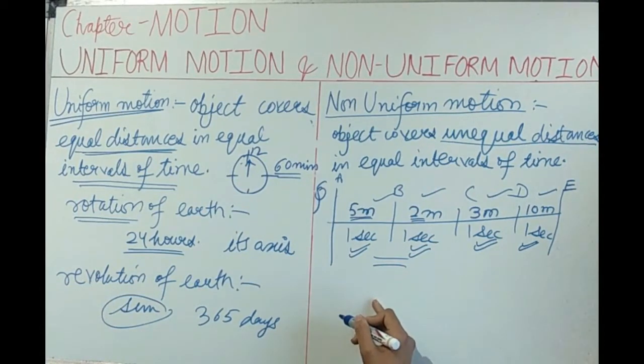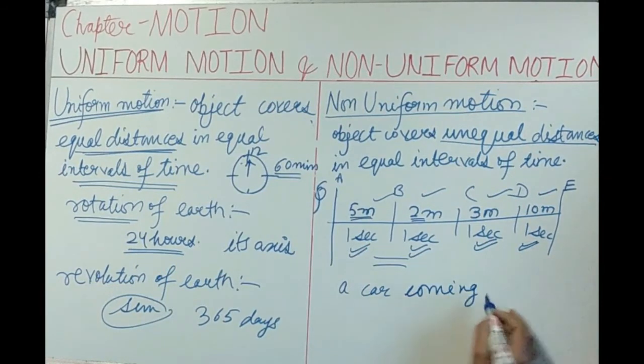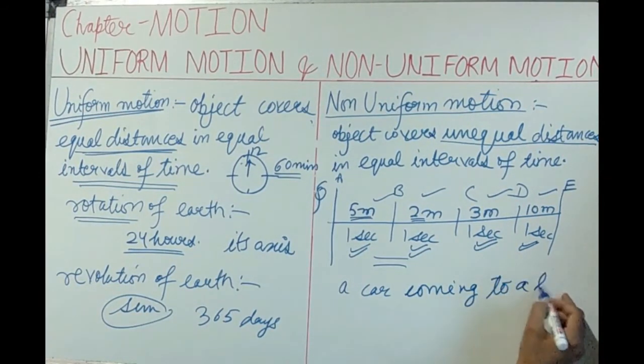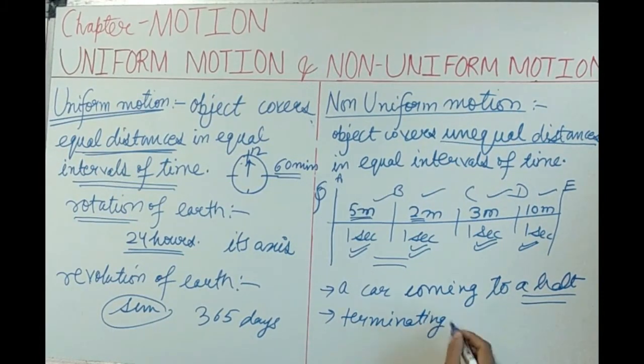Can you think? Yes, a car coming to a halt. Initially the speed of the car is high, but when it is coming to a halt or a stop, its speed decreases. So the two speeds are not the same when it is moving and when it is coming to a halt. Again, you can take a train coming to a stop. It is decreasing its speed. That is also an example of non-uniform motion.